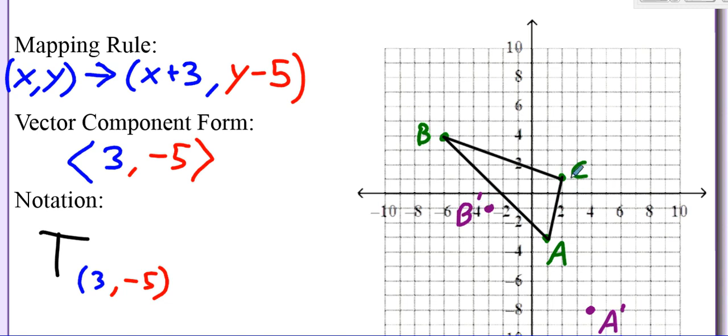And then finish it up with C: 3 to the right, down 5. That's also a triangle, so go ahead and draw it out. Looking at it, you should be able to tell that they are still the same shape, still congruent, because they are.